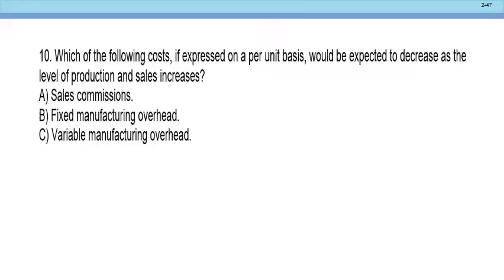And let's just go ahead and take a look at a couple of questions. Which of the following costs, if expressed on a per unit basis, would be expected to decrease as the level of production increases? How about sales commissions?